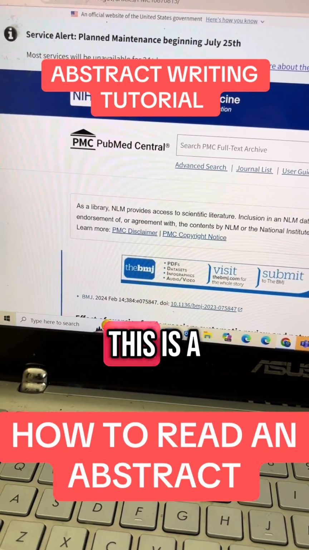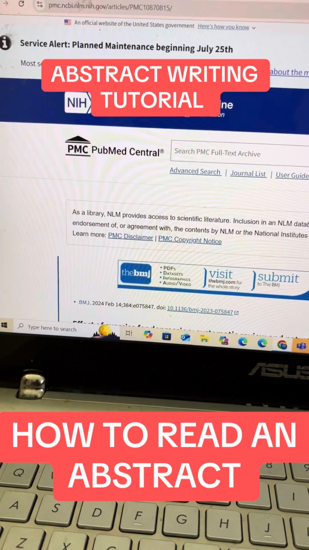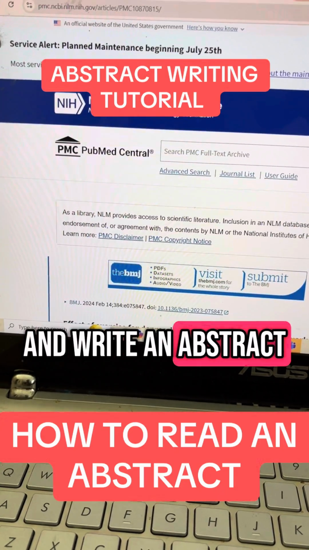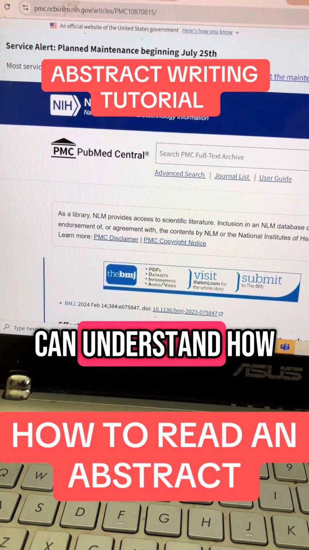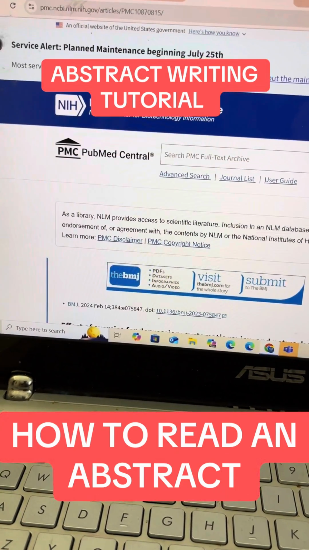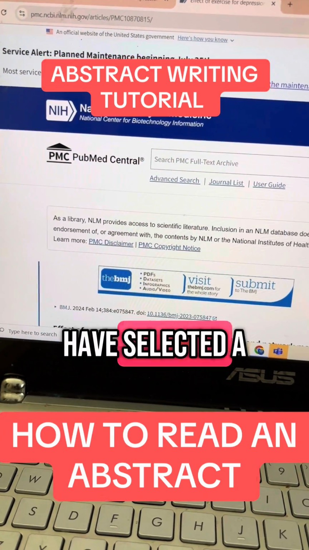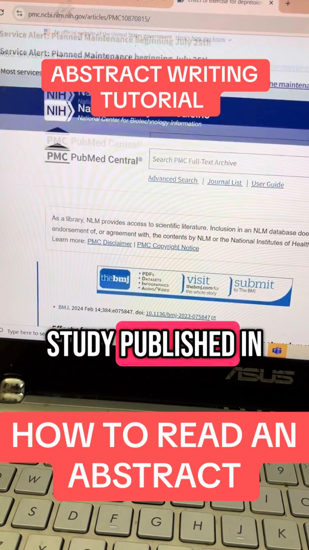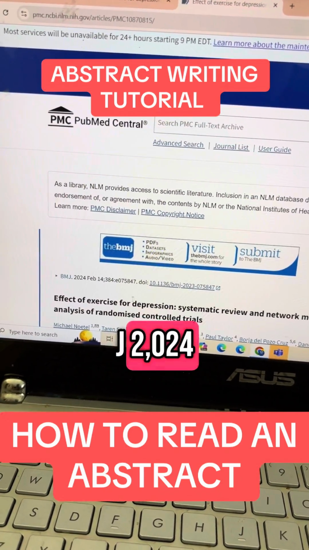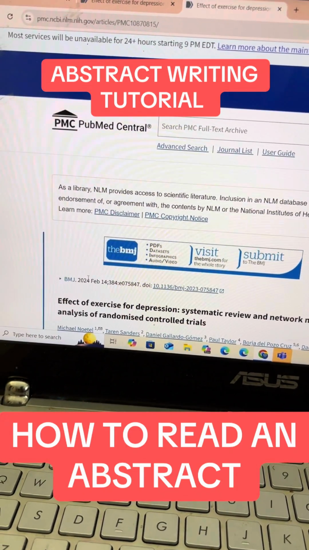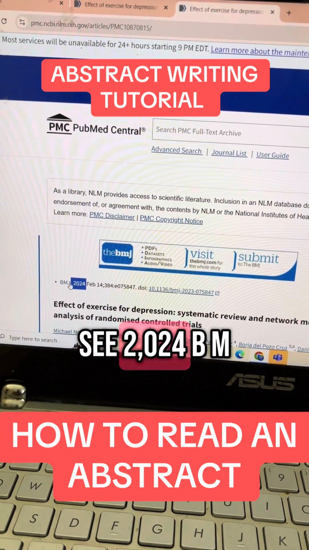Hello everyone, so this is a video on how to read and write an abstract. So if you can understand how to read an abstract, you can then write an abstract. So now we have selected a study published in BMJ 2024. As you can see, 2024 BMJ.